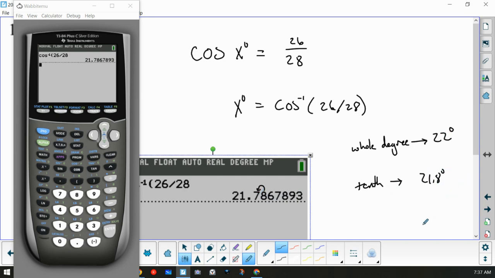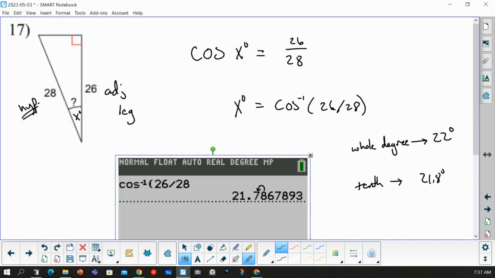So I would accept either one of these answers for this question. This is what it's asking for in the directions, but since you're used to rounding to the nearest tenth, I would have been okay with this as well, because that's actually a nice habit to be in. So 21.8 degrees is fine. 22 degrees is also fine. Either way you go, I'm fine with either one, and that is the answer to problem number 17.